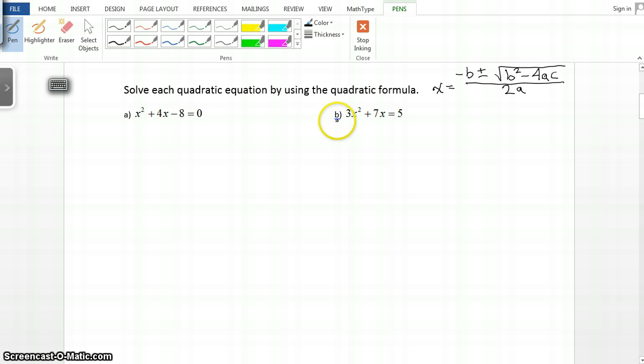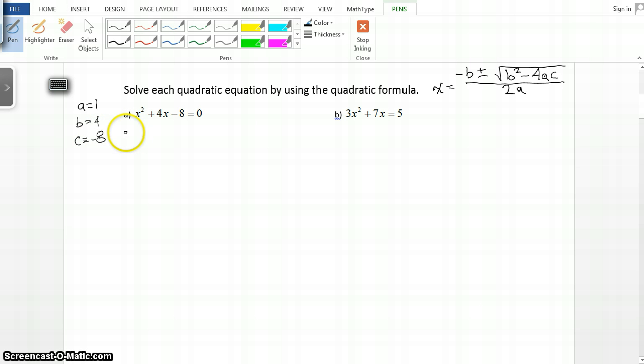Part A is, part B is not. We'll just have to do a little bit to part B. Alright, let's go ahead and plug a, b, and c into the quadratic equation. Here a is 1, my b is a positive 4, and my c is a negative 8.